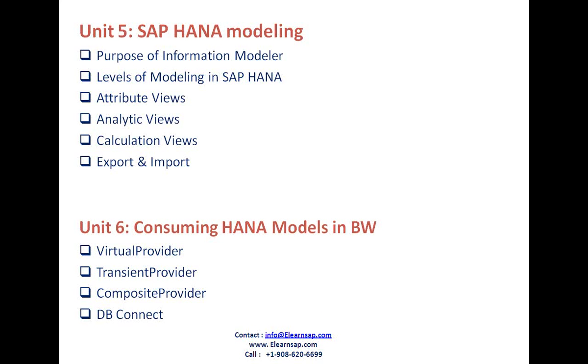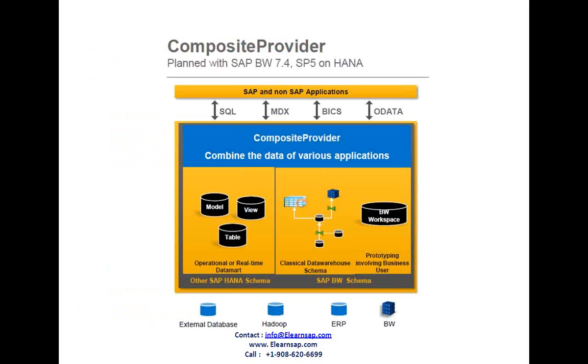Next we will be dealing with the modeling part of HANA. We will develop different views: attribute, analytical and calculation views, and import and export of the views. Once we finish these topics up to unit 5, this is what regular SAP HANA covers, the topics we have covered till now. Then we will be moving to BW on HANA. This is something like consuming the HANA models you developed in unit 5. We will be dealing with the BW server, which is the BW on HANA 7.4 server, consuming the unit 5 models again in the BW system.